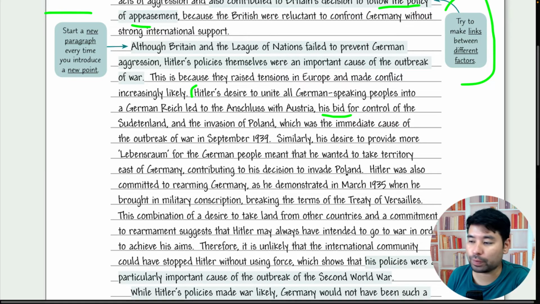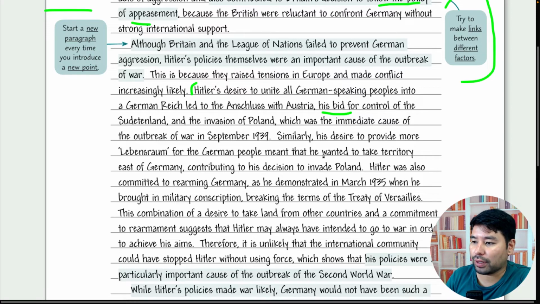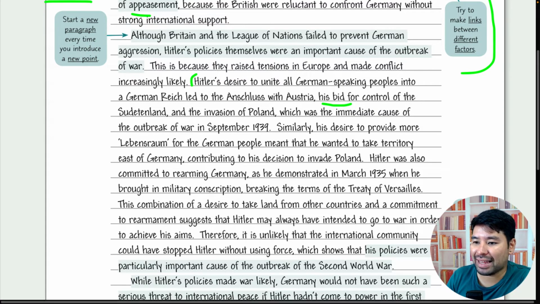All right, so that's it. And the invasion of Poland, which was the immediate cause of the outbreak of war in September 1939. Similarly, his desire to provide more Lebensraum for the German people meant that he wanted to take territory east of Germany, contributing to his decision to invade Poland. Hitler was also committed to rearming Germany, as he demonstrated in March 1935 when he brought in military conscription, breaking the terms of the Treaty of Versailles.